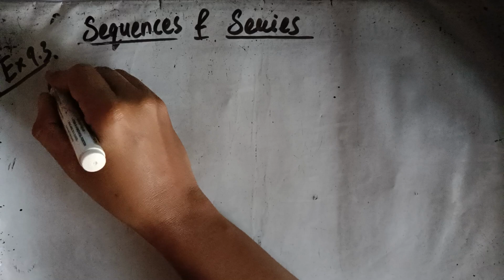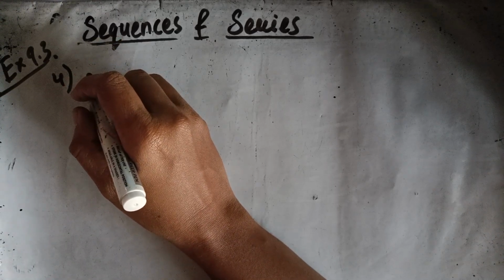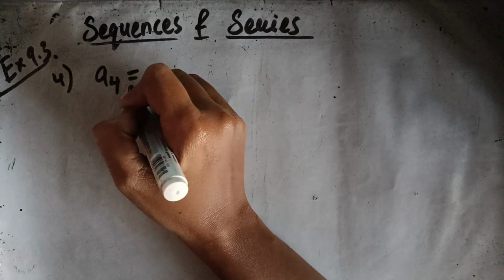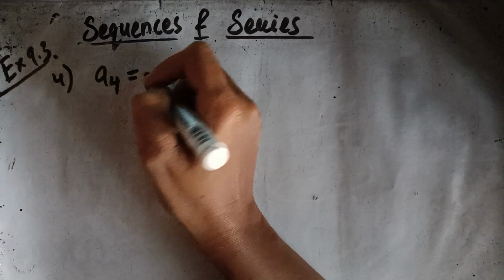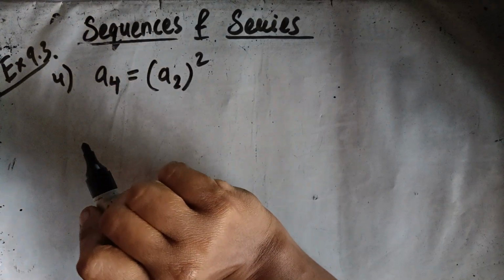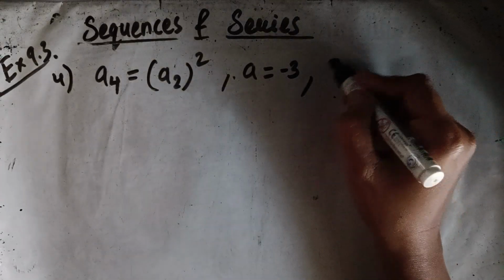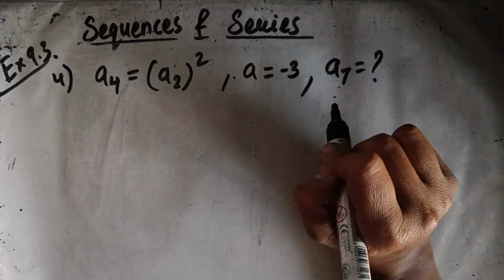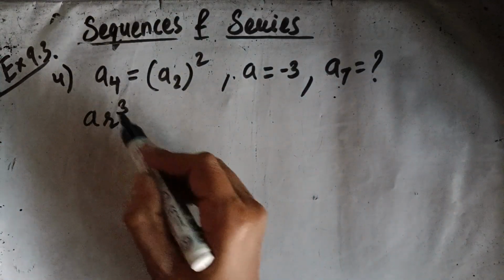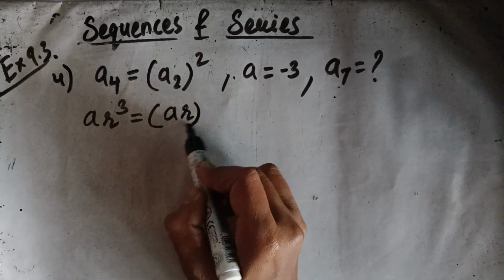Fourth question. The fourth term of a GP is the square of its second term, and the first term is minus 3. You have to determine its seventh term. So we can write this as a r raised to 3, equal to a square, a r square.